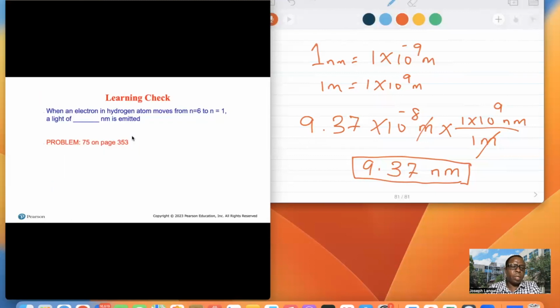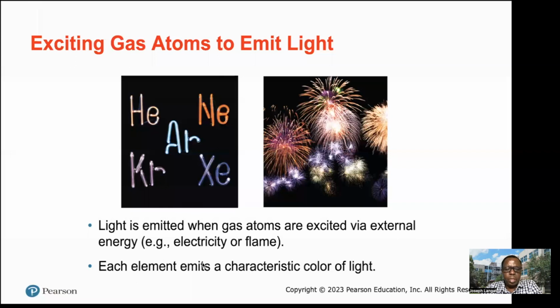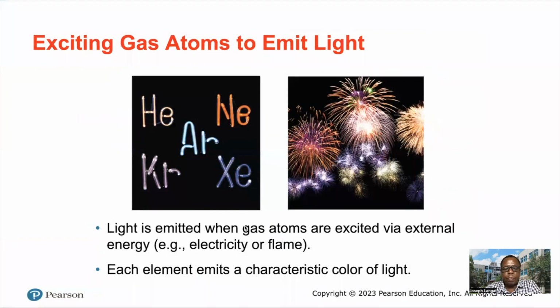Please look at problem number 75 on page 353. Now, light is emitted when gas atoms are excited via external energy such as electricity. If you look at this, the point here is different elements, all right? Each element emits a characteristic color of light. This is helium, this is neon, this is argon, this is krypton, this is xenon, all right? Xe is xenon on the periodic table, when excited with electricity.